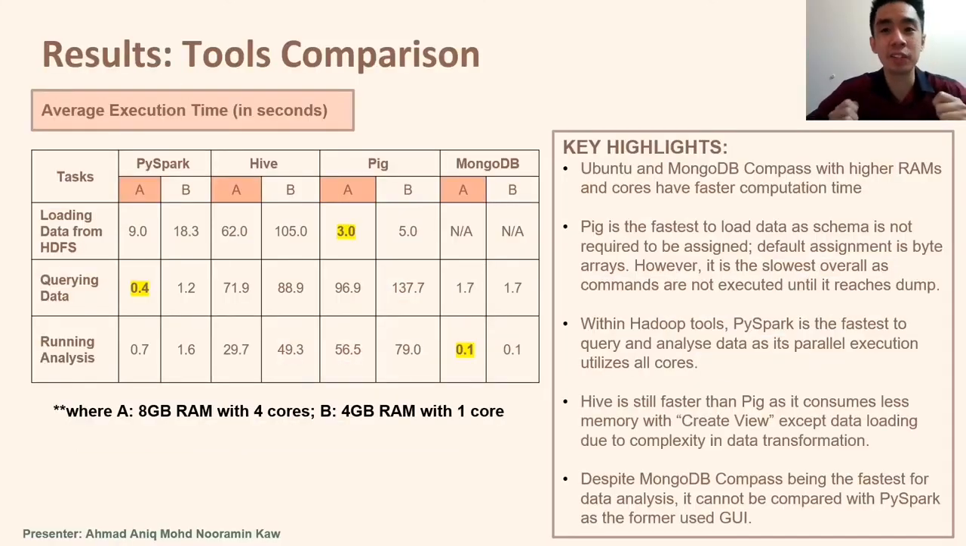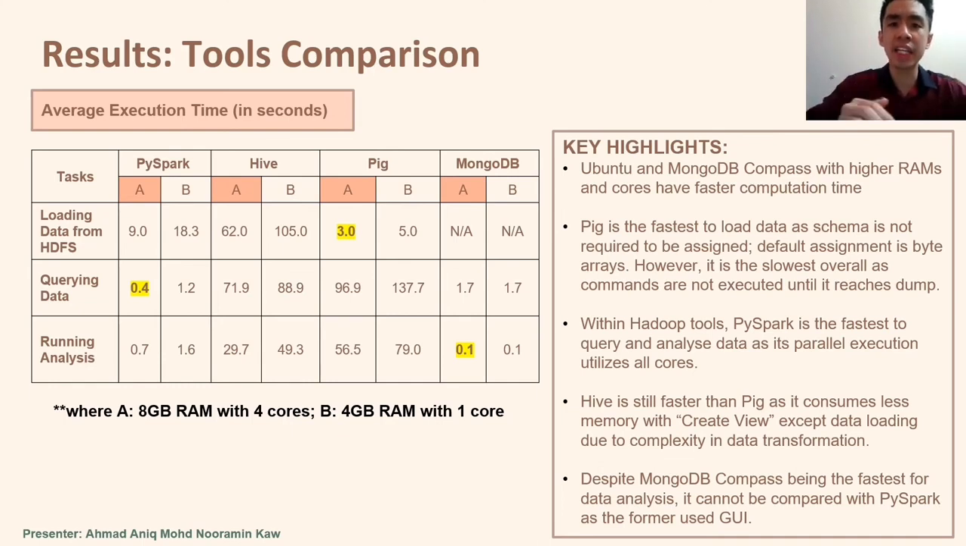Here come the results. Comparing among machines, those with higher ranks and costs had faster computation time. Comparing among tools, Pig is the fastest during data loading, as a schema was not required to be assigned. But it was still the slowest overall, as commands are not executed until it reaches dump. Next, within the Hadoop tools, PySpark is the fastest to query and analyze data, as its parallel execution utilizes all cores. Also, Hive is faster than Pig as it consumes less memory with the create view function.